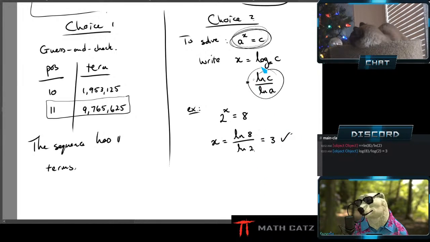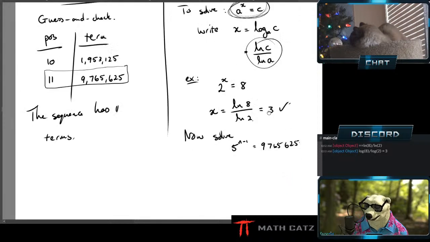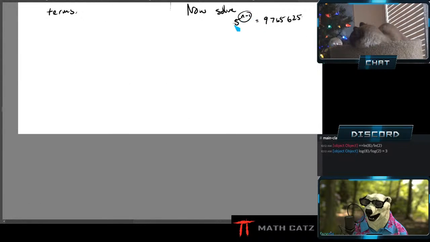Okay. Now, this is used a lot in calculus. I know we're not doing calculus. Guess and check. Go to your happy place. It's totally fine. So now we want to solve 5 to the power of n minus 1 equals 9765625. This is now the unknown in the exponent level. N minus 1 is natural log of 9765625 over natural log of 5. And then, of course, we have to add 1 on both sides to get the value of n.